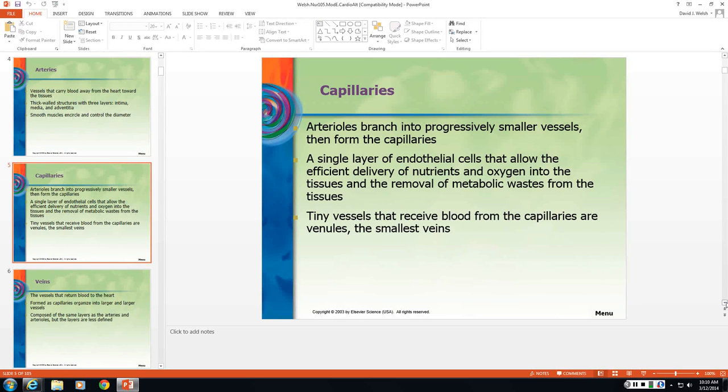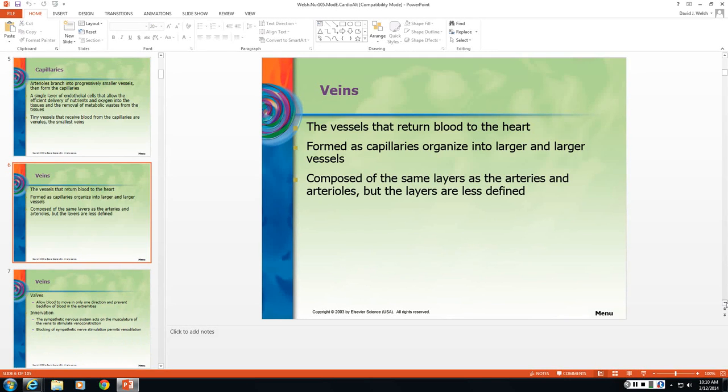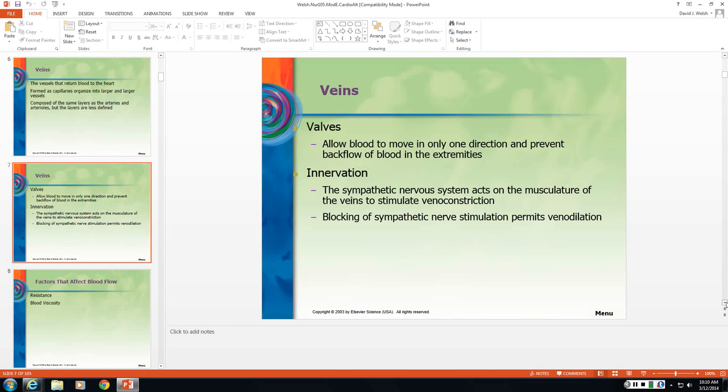The tiny vessels that receive blood from the capillaries are venules, and these are the smallest veins that there are. Now your veins are basically the vessels that return blood to the heart. They're formed as capillaries organized into larger and larger vessels, and they're composed of the same layers as the arterioles and the arteries, but the layers are less defined. Now veins also have valves, and these allow the blood to move in only one direction and prevent any kind of backflow of the blood into the extremities.